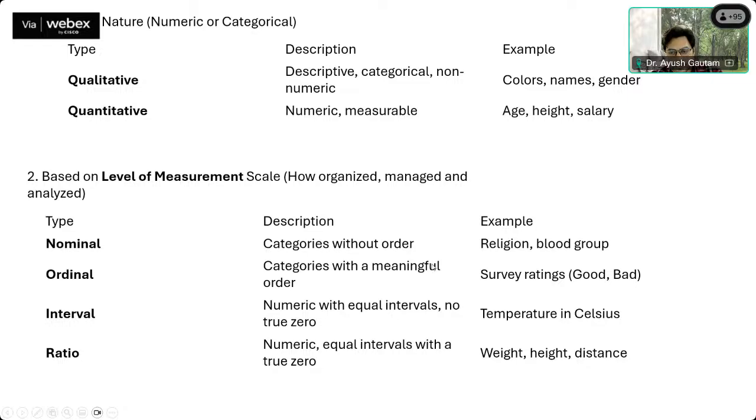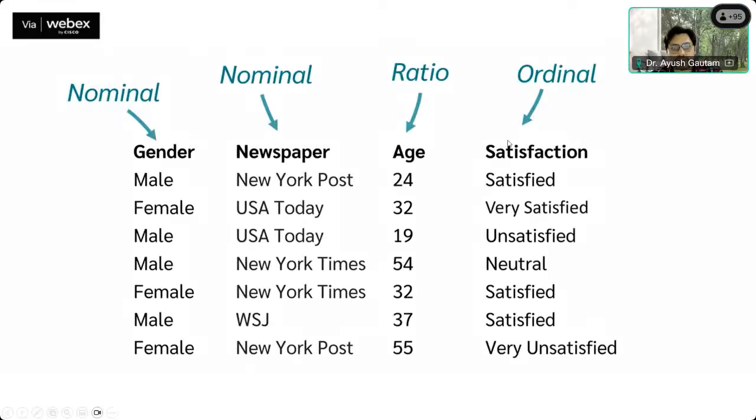But if the data has some sequence, then it is ordinal data. Otherwise, it is nominal data. Let me explain in the next slide. Suppose this data has been given to you. What is given here? The gender: male, female, male, female. Then the name of the newspaper. Then the age of the person who is purchasing the newspaper, and whether he is satisfied or not satisfied with the newspaper. This kind of information has been given.